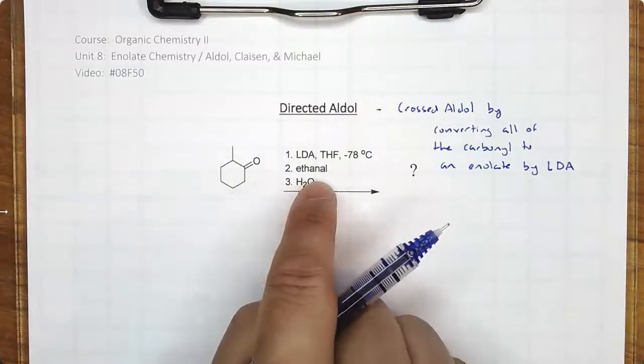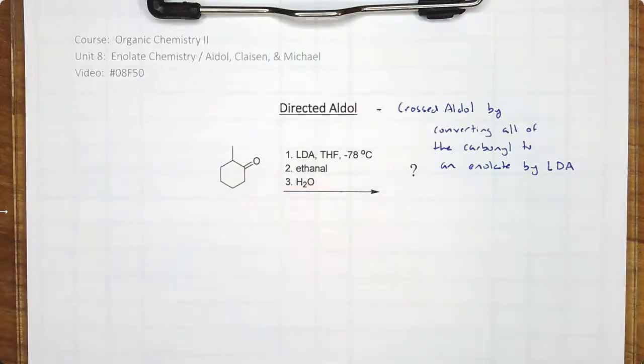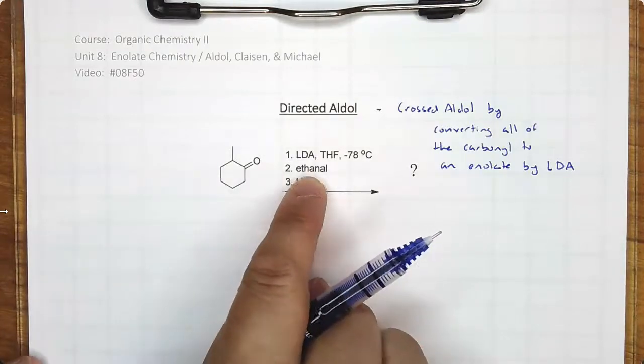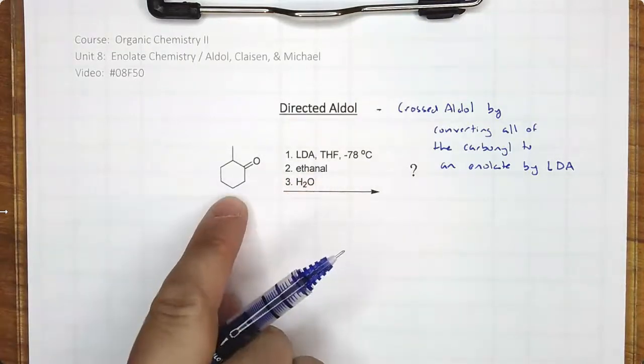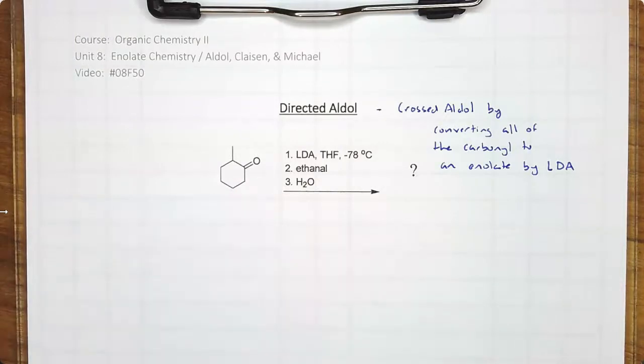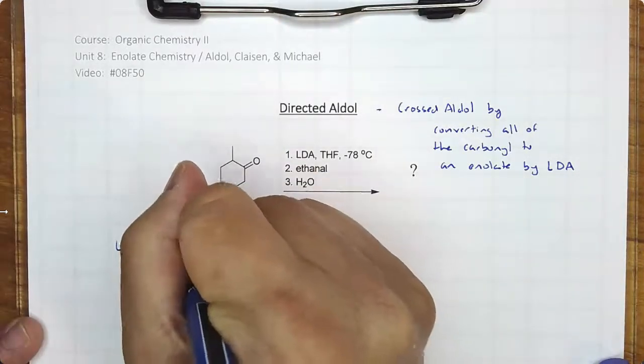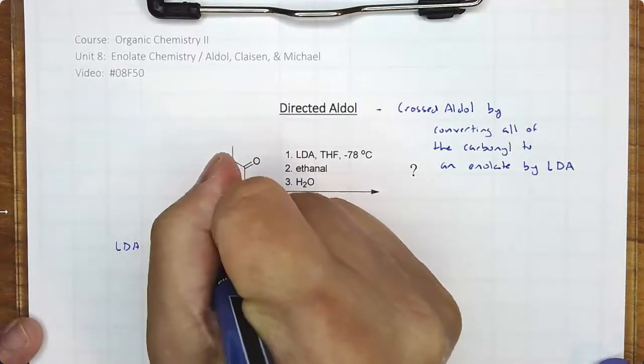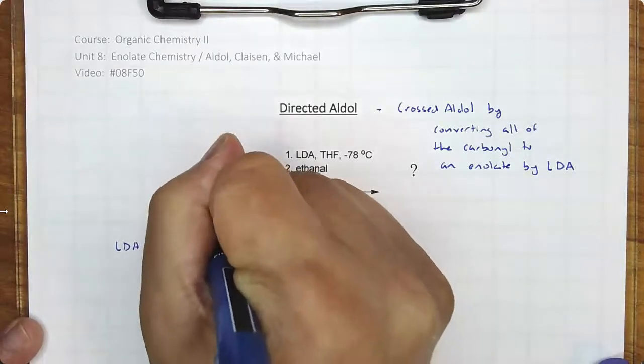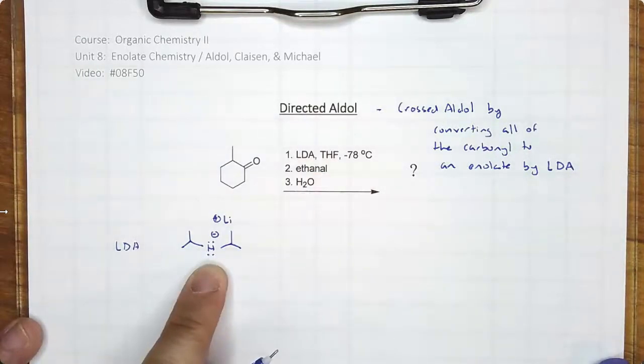The enolate will attack this carbonyl with no danger of this becoming the enolate, or with no danger of this attacking another one of itself. Let me walk through this set of reactions. We have LDA. If you recall from the first or second video, we discussed that LDA is a very strong base. This should be review. LDA, lithium diisopropylamide, so it's a base.